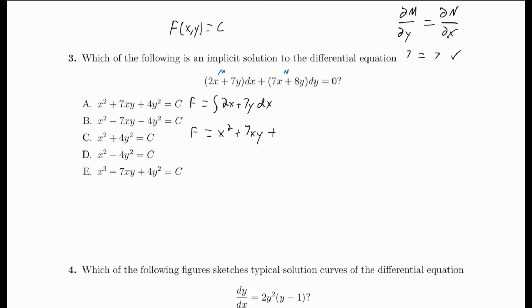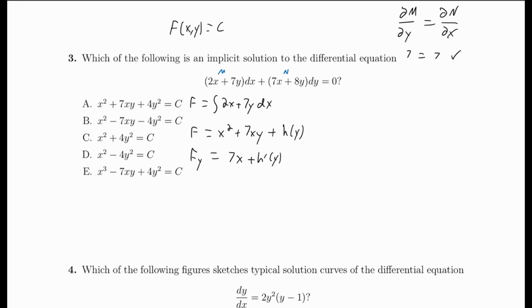Instead of adding a constant C, we're going to add a function h in terms of y, because this could be anything in terms of a variable that's not x, which in this case is y, and it won't affect our derivative. So we now go ahead and take the partial derivative of big F in terms of y, and we know that we need to get that to be equal to N. So F in terms of y is equal to 7x plus h prime of y.